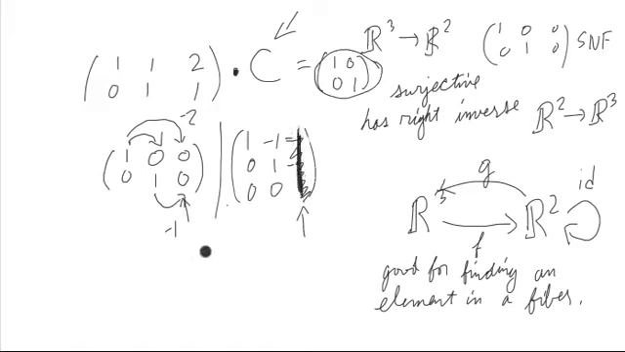So the right inverse is actually 1, -1, 0, 1, 0, 0. And we have just computed a right inverse for this matrix.